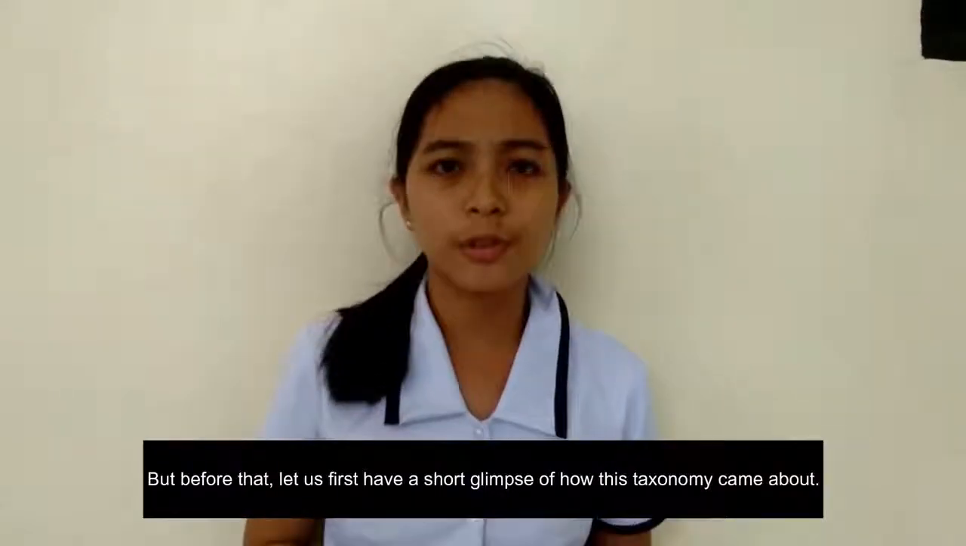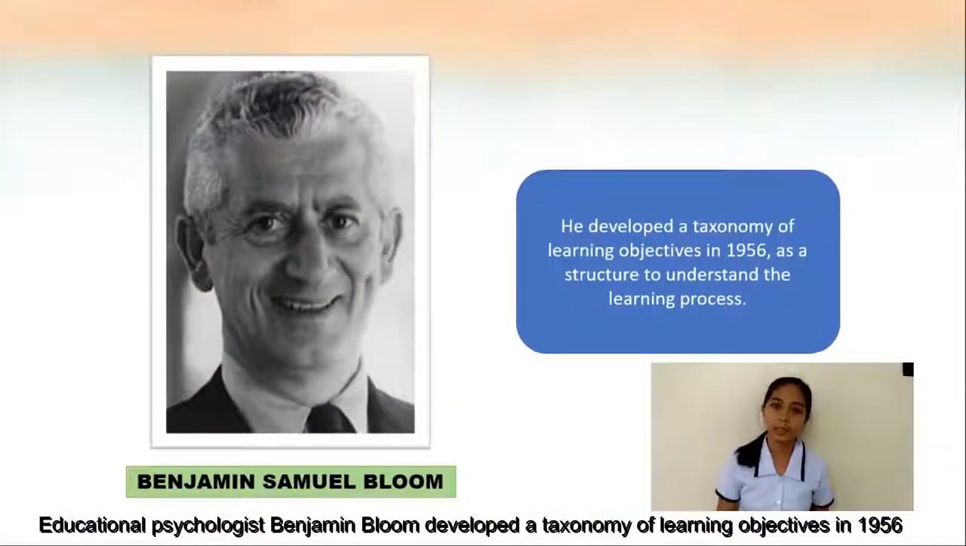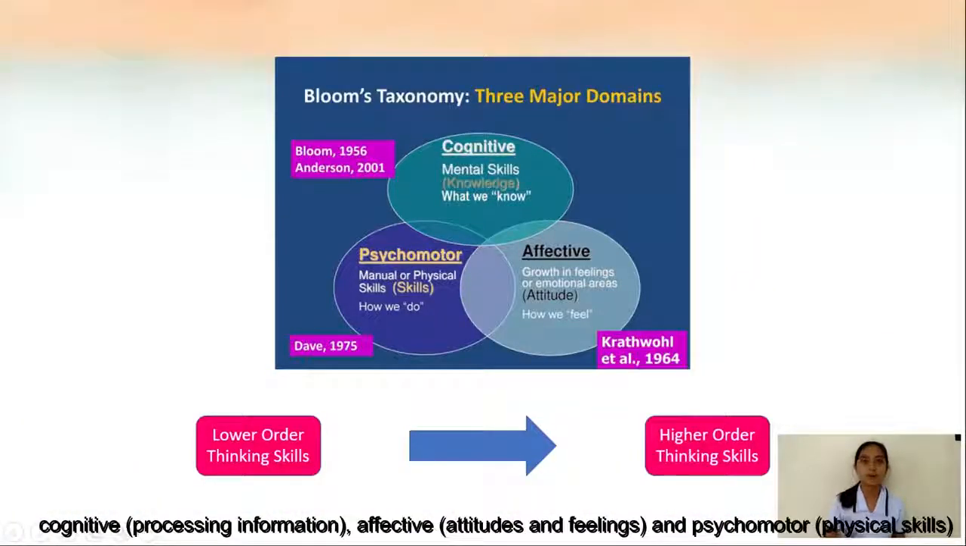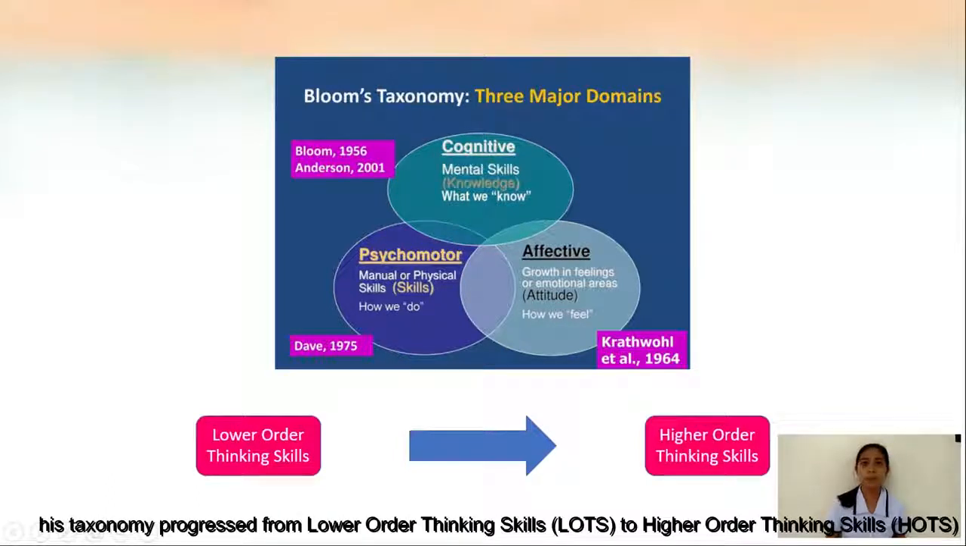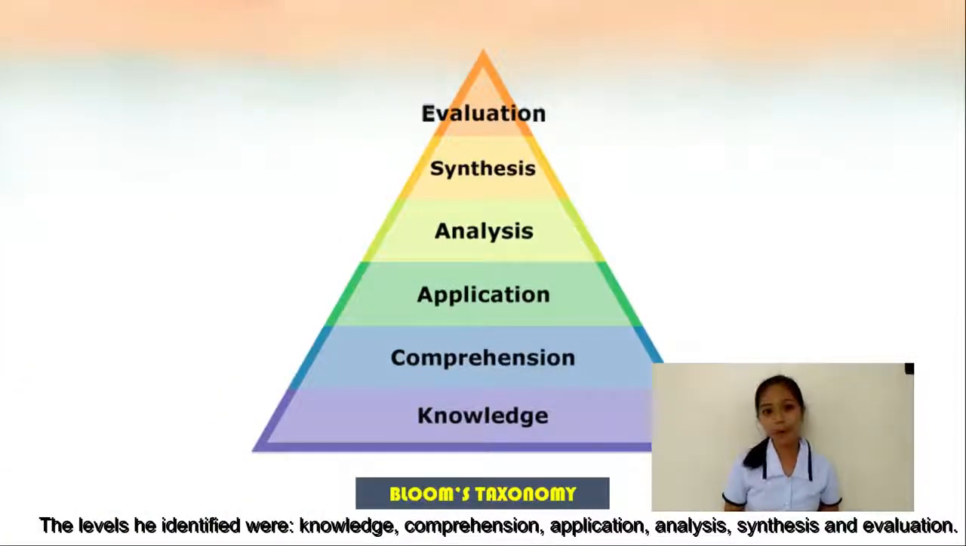But before that, let us first have a short glimpse of how this taxonomy came to be. Educational psychologist Benjamin Bloom developed a taxonomy of learning objectives in 1956 as a structure to understand the learning process, divided into three psychological domains: cognitive, or processing information; affective, attitudes and feelings; and psychomotor, or the physical skills. This taxonomy progressed from lower order thinking skills to higher order thinking skills. The levels he identified were knowledge, comprehension, application, analysis, synthesis, and evaluation.